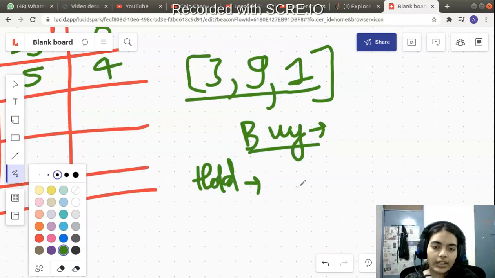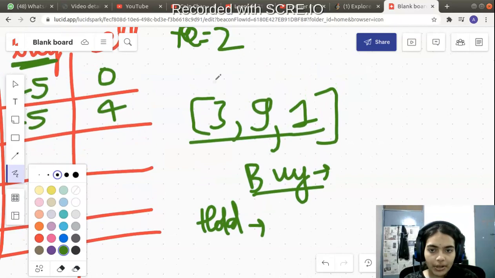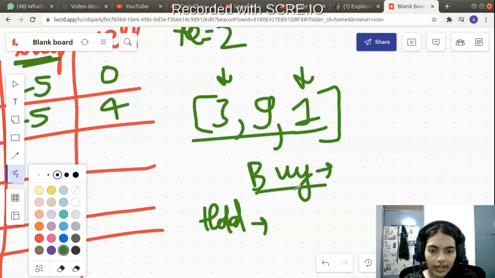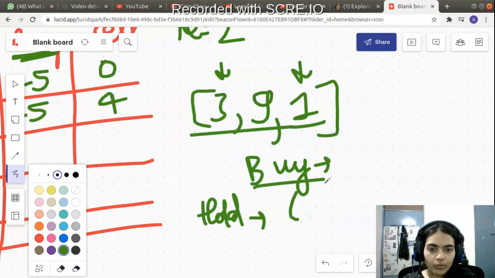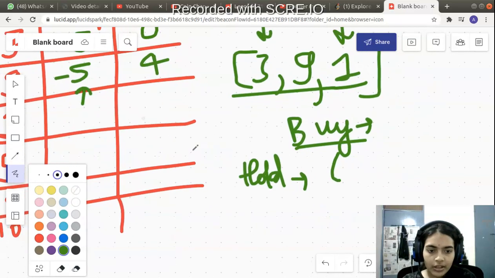If I am holding the stock, let me consider that. If I am holding the stock which I had bought previously, in those 2 days, day one and day two, buying the stock at day one was more profitable in the sense that if I had to buy only, I had bought at day one. Now I can hold this particular stock which I had bought at day one. Then what will be my profit? My profit will just be whatever is there in the above column. So that is -5.